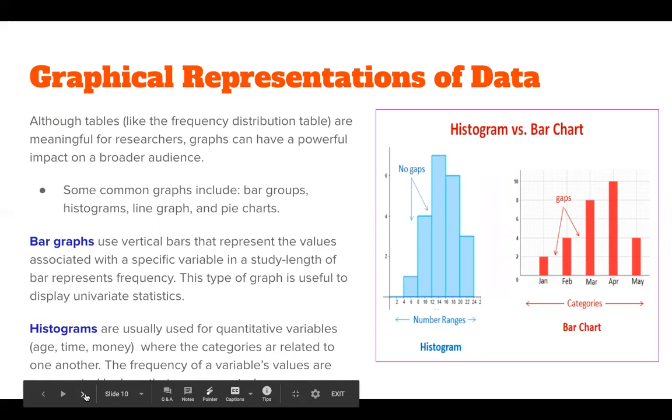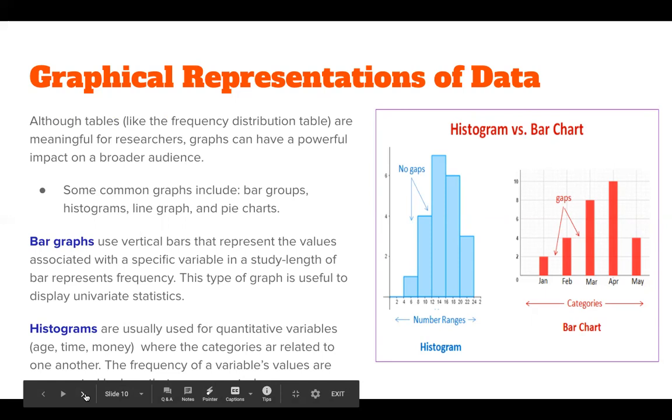There are common types of graphs that people use to represent these univariate statistics. Your book talks about bar graphs, histograms, line graphs, and pie charts. Bar graphs use vertical bars that represent the values associated with a specific variable. The length of the bars represents the frequency.